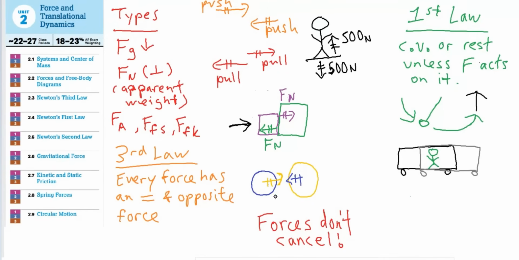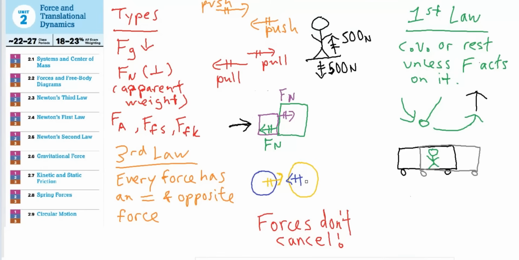This is a terrible sun and a terrible earth, but hey, at least they're yellow and blue. And those two have an Fg on them that are equal in magnitude, opposite in direction. It may not seem like it because the mass of the Earth is much less, so it's going to show you much more acceleration. Remember, forces don't cancel. Okay, so it's not like these two forces, because they're opposite in direction, they cancel, because they're on different objects.